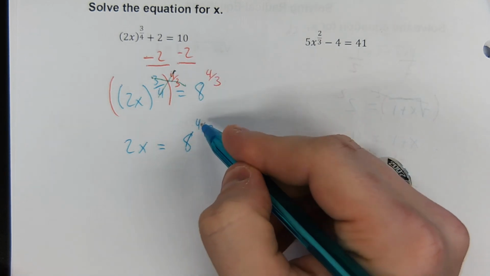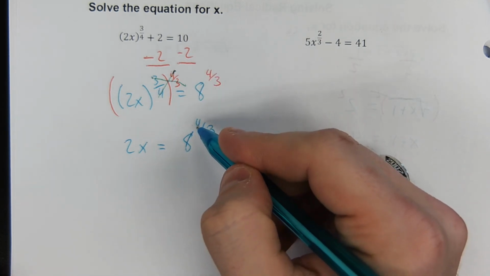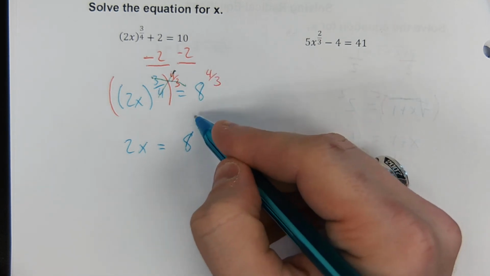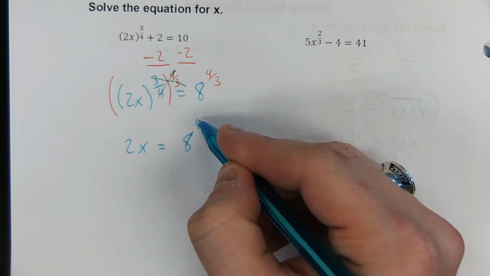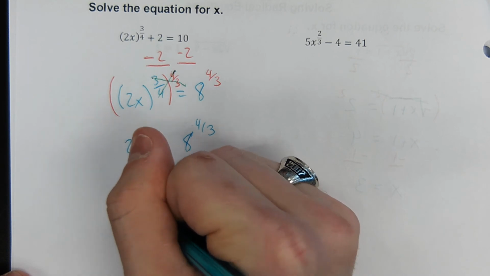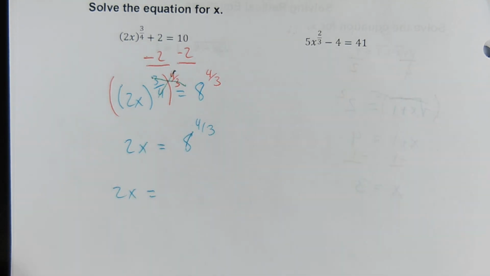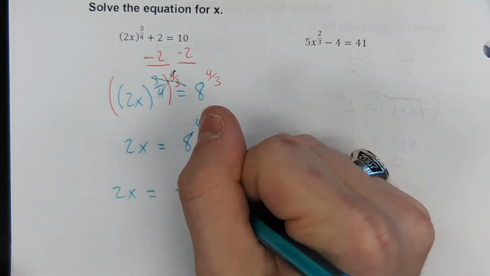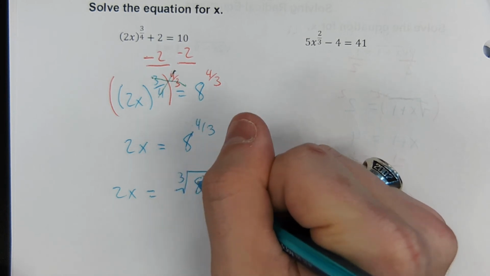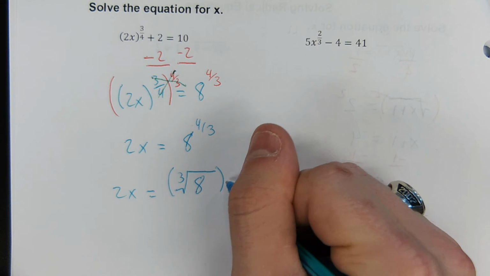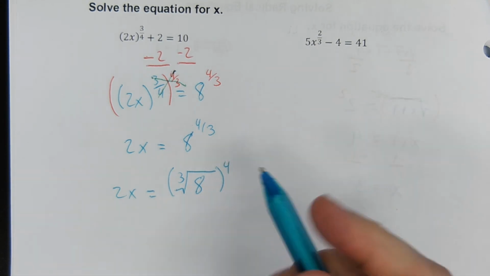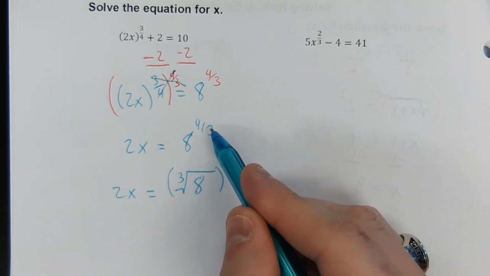I don't know what 8 to the 4th power is. So I'm not going to make it a big number and then try to make it small. I'm going to make it a small number and then make that big, in that order. I'm going to say that this is the third root of 8, there's my over 3, and I will then raise that to the 4th power. So this is the 4 over 3 power that you see right here.